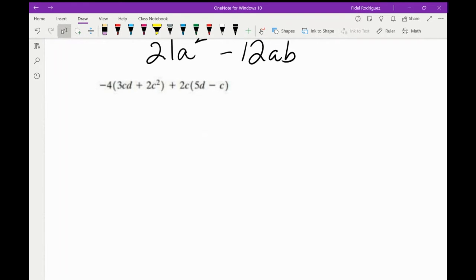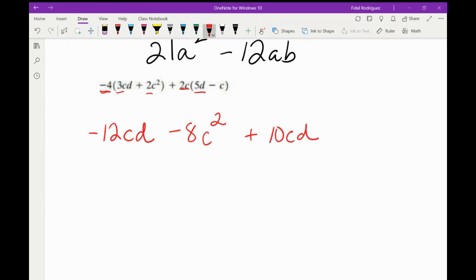So let's take a look at this next one here. Again, I'm going to try to go in slow motion, guys, to do the same kind of thing. So -4 times 3 is a -12 with a c and a d. And -4 times 2 is a -8, and there's already a c squared there. And then let's do this part here, a 2c and a 5d. So 2 times 5 is 10, and then the c and the d just gives me another cd. And then again, if I don't see a number here, it's really understood to be 1. So 2 times 1 is a 2, and c with another c is a c squared.